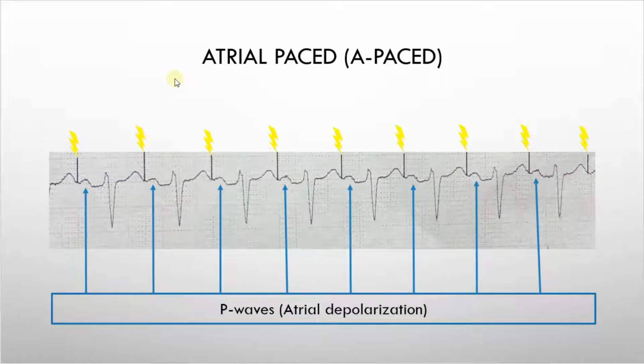So we should talk about some of the chambers that are being paced. In here, we call it the atrial pace or A pace. And as you can see, the pacer fires, as you can see in all of these little tiny thunderbolts, and it fires always before the atria. Okay, so because it's only atrial pace.